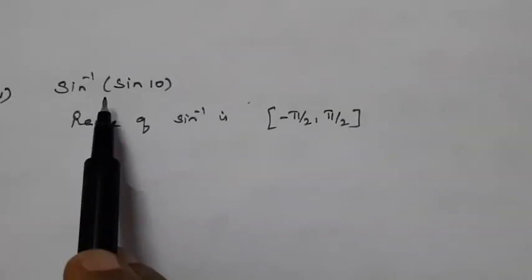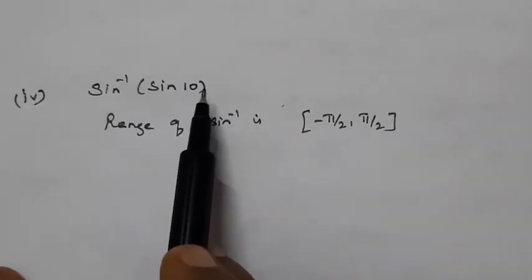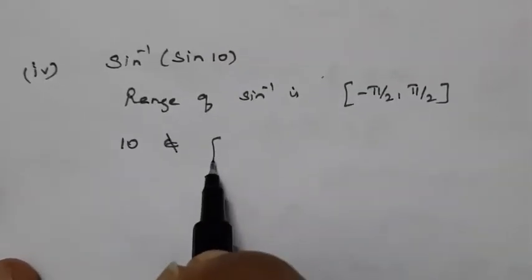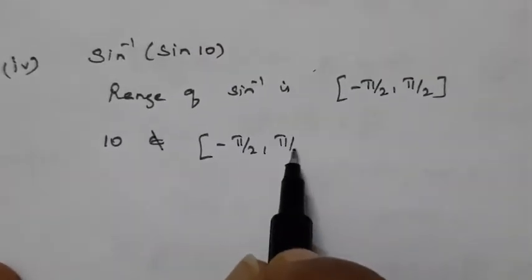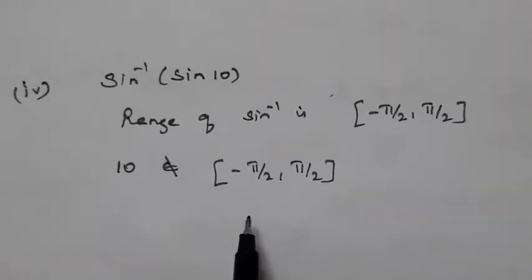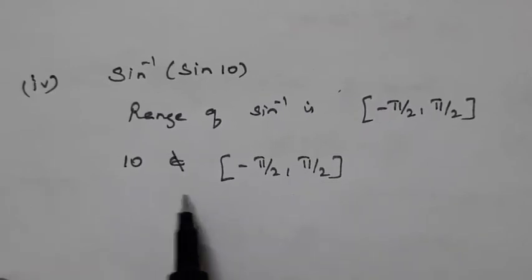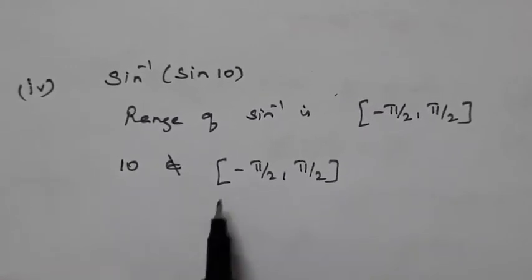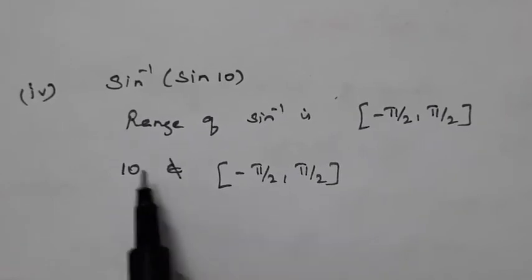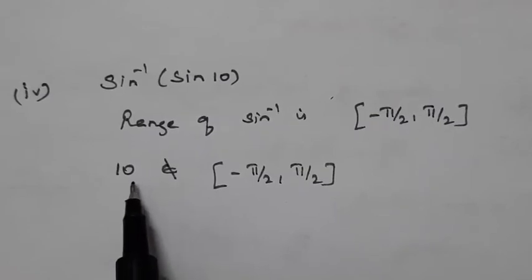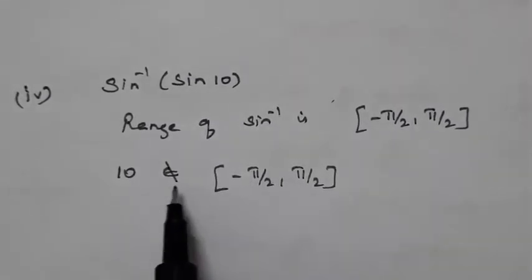So we cannot apply the identity sine inverse of sine theta equals theta. So sine inverse of sine 10 will not be equal to 10, as 10 does not belong to minus pi by 2 to pi by 2. So what is the rule? If it doesn't belong to the required range, we will find another angle in this interval such that their sine values are equal.